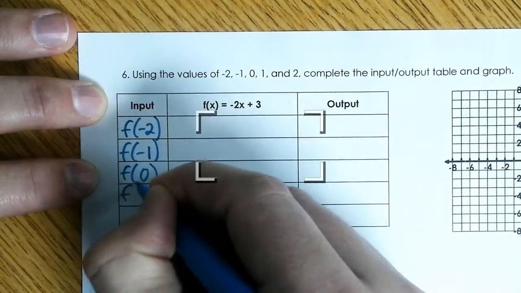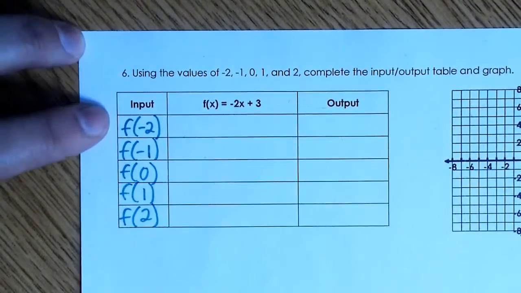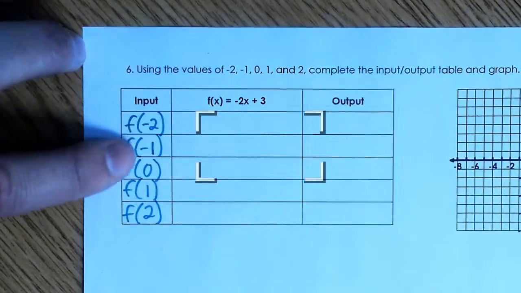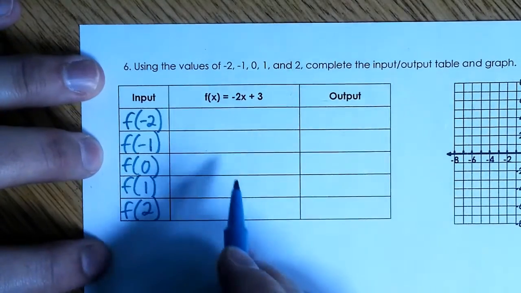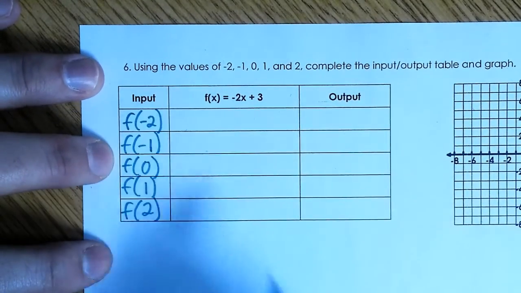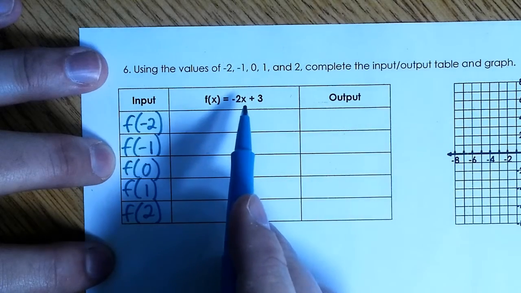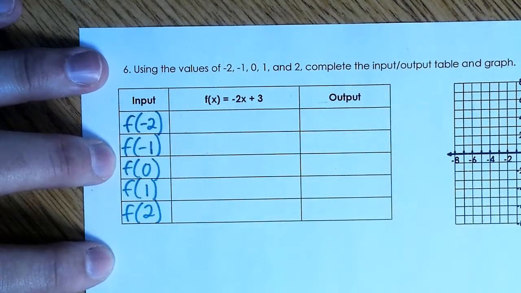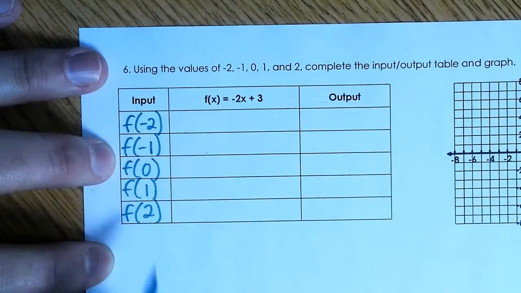0, 1, and 2. Good. So those are all of our inputs right there: -2, -1, 0, 1, and 2. They give them to you up top. Now, we plug them into our formula, our equation, right? Our equation says -2x plus 3. What do we replace the x with? Yeah, with the -2, with all of our inputs, right?